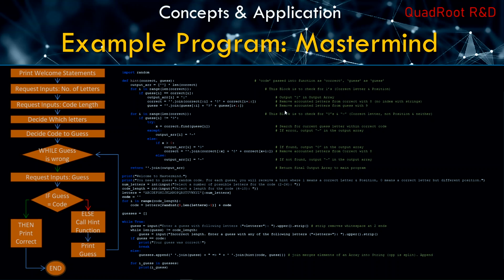And then we want to remove the counted letters from the correct with 8 and from the guess with 9. Okay, so we don't replace it with other strings. We'll replace it with a number. So if it was correct, we replace the original correct code with 8. So we use the left bit of the correct code, then we concatenate 8 to replace the correct letter that was guessed, and then we put the right bit of the correct code.